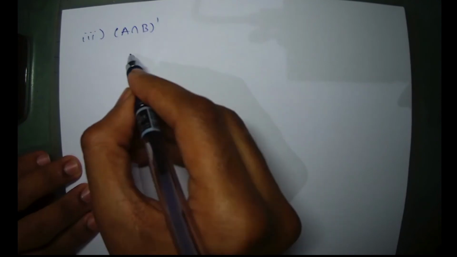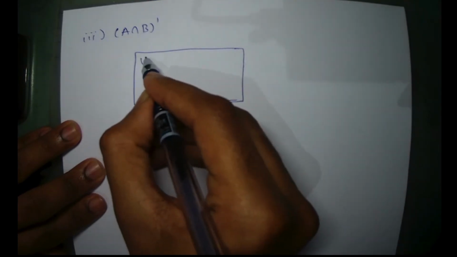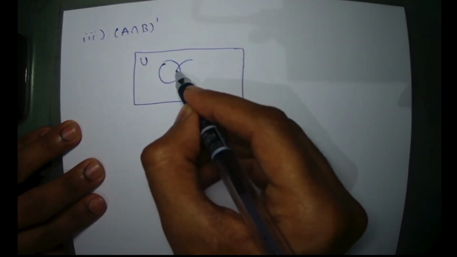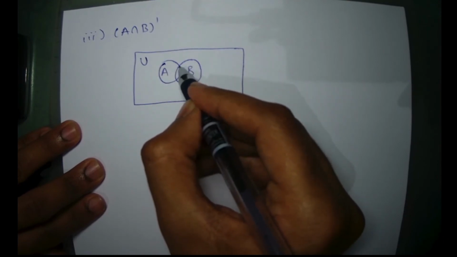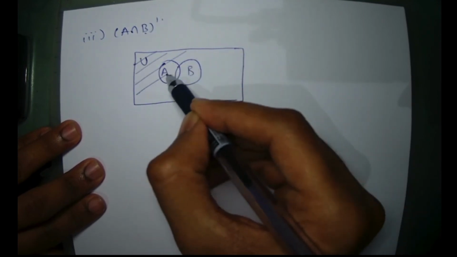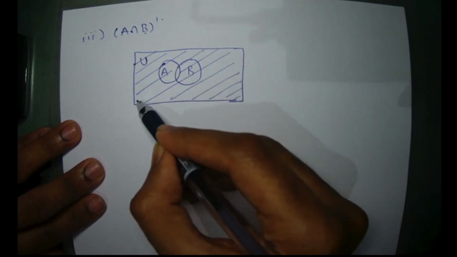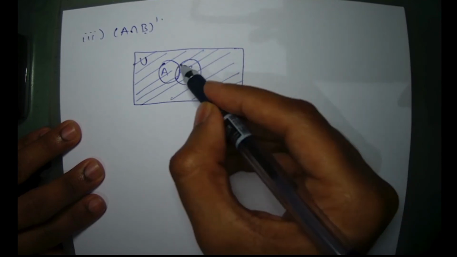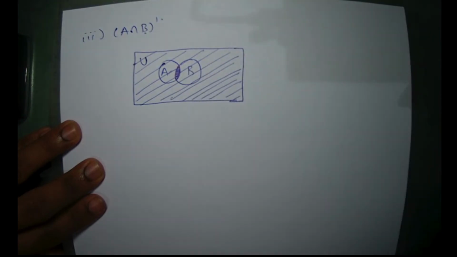Coming to the third question. So we have (A intersection B) whole dash. So again take a universal set U. So I have A, I have B. So A intersection B is this small region over here. So (A intersection B) dash is all the region except the small region. So it will be nothing but all this region in the Venn diagram, sorry, except the small region. This small region is A intersection B. All the dashed line areas in this diagram is the answer.